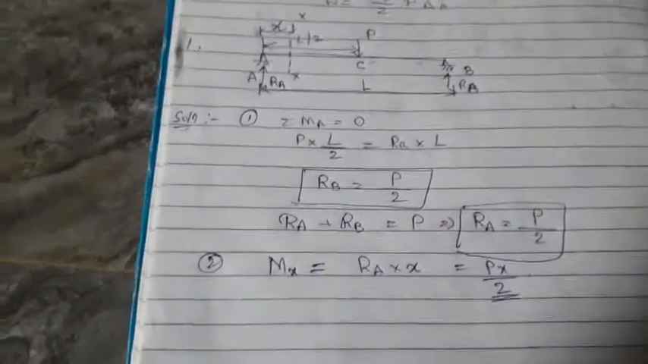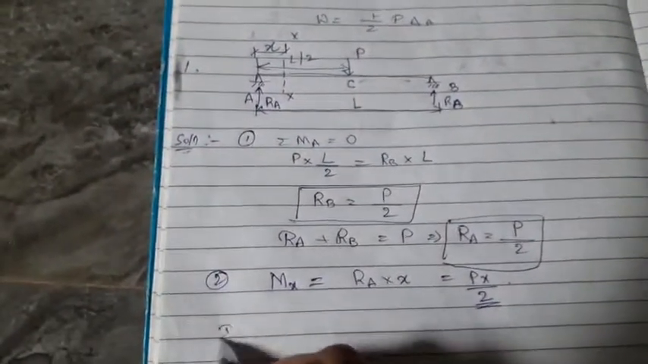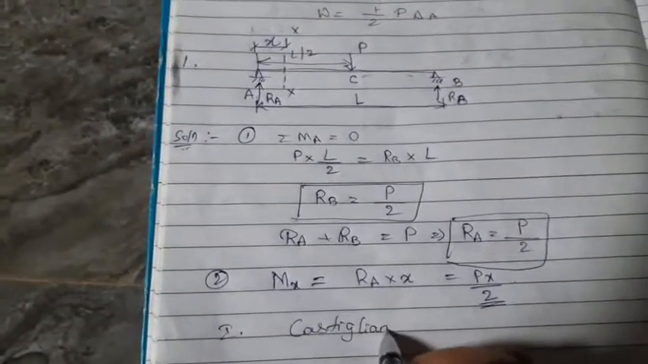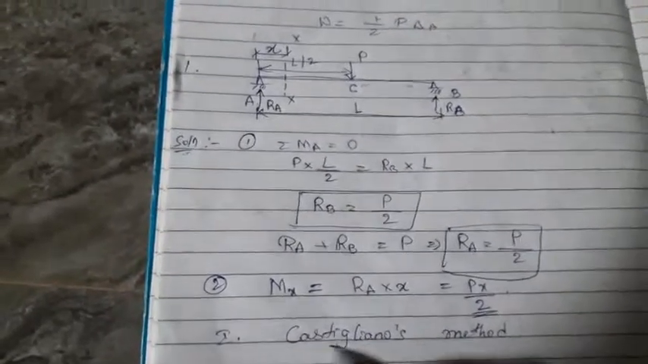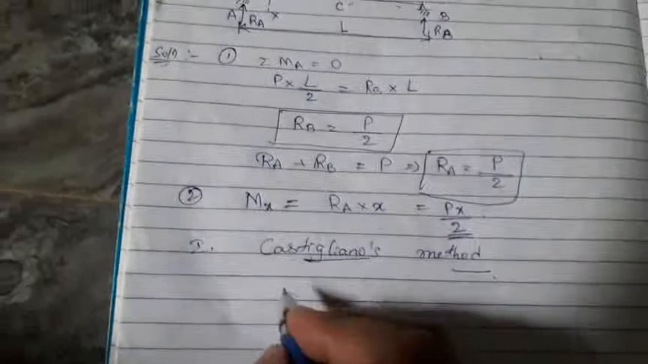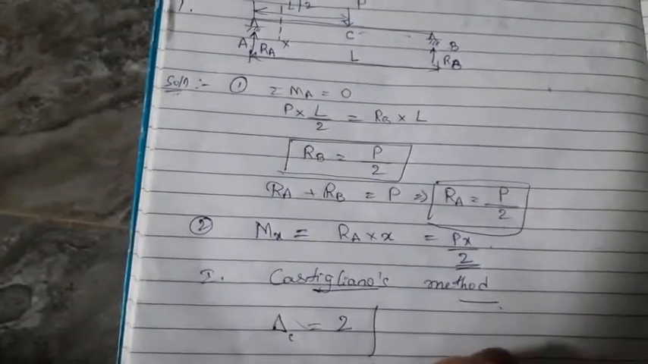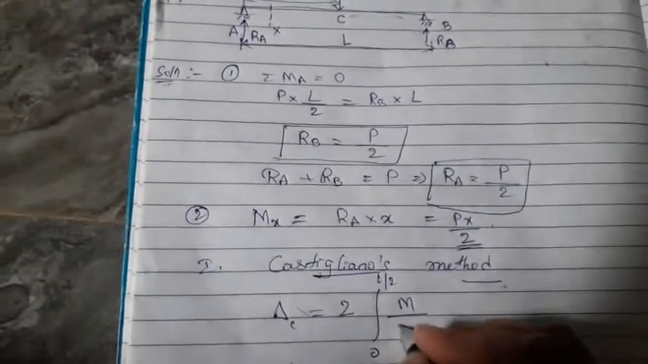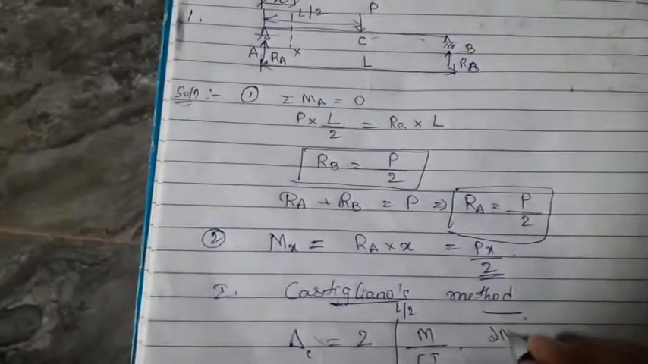Once we have calculated the moment, let us take the different methods one by one. First we will take Castigliano's method. In this method we have a formula. We consider the deflection and then calculate. Because of symmetry, 2 times the integration from 0 to L by 2 of M by EI into delta M by delta P dx.